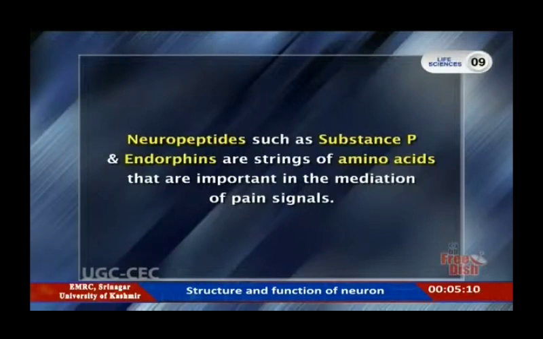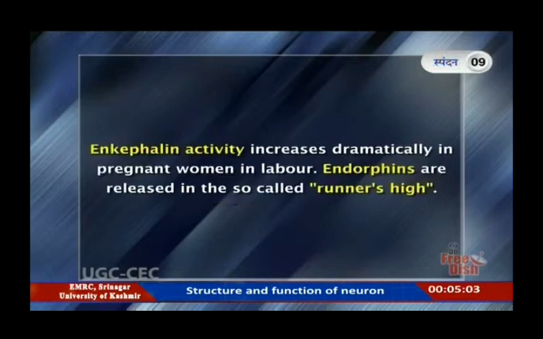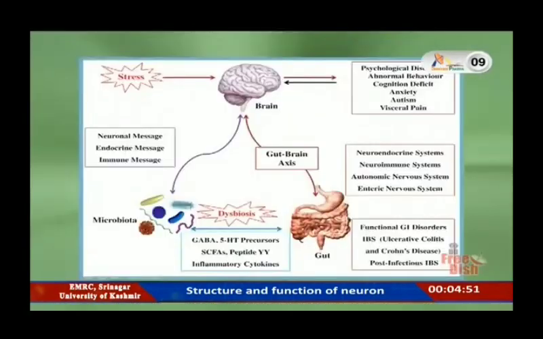Neuropeptides such as substance P and endorphins are strings of amino acids that are important in the mediation of pain signals. Enkephalin activity increases dramatically in pregnant women in labor. Endorphins are released in the so-called runner's high. There is also evidence that neuropeptides such as gut-brain peptides are produced by non-neural tissues in the gastrointestinal tract.